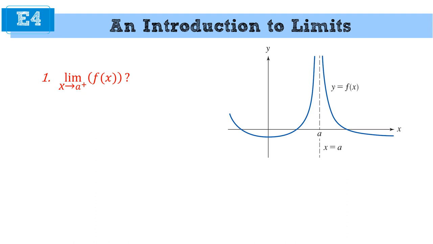What's the limit as I approach a from the right-hand side? Positive infinity, you all agree. It goes up and up and up. What happens if I approach from the left? Positive infinity. So what happens when I approach at a? Positive infinity. Good. Because the left-hand limit matches the right-hand limit, we're good to go.